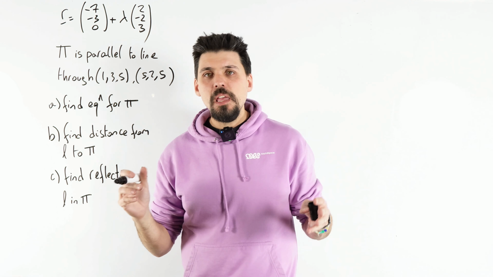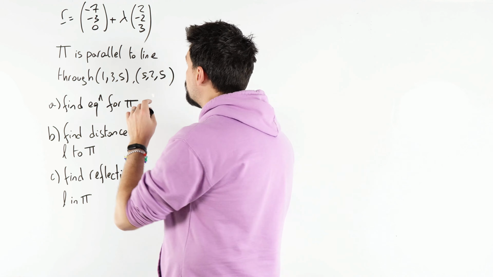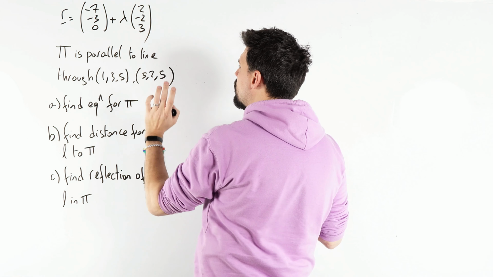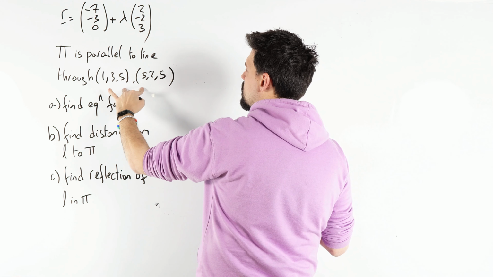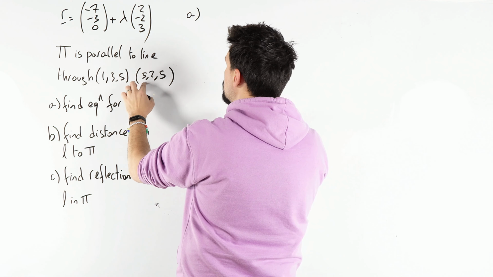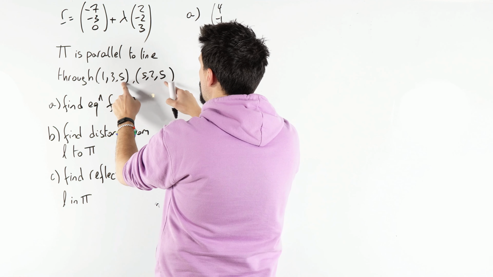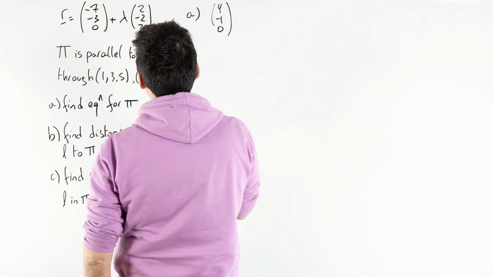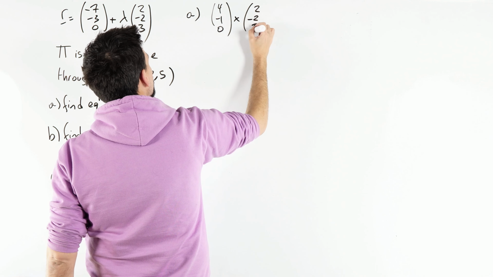So what we want is, ideally we want 2 vectors in pi. Well, if pi is parallel to that, we've already got 1 vector. And another vector will be the vector that joins these 2. So what vector joins these 2? 1 to 5 is going to be 4. 3 to 2 is a -1. 5 to 5 is 0. That's going to be handy. I'm going to take the cross product of that with 2 minus 2, 3.